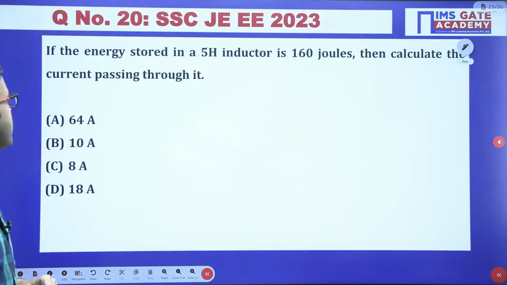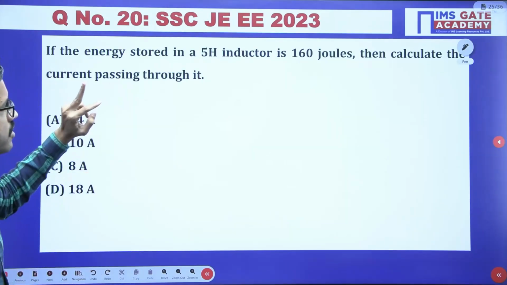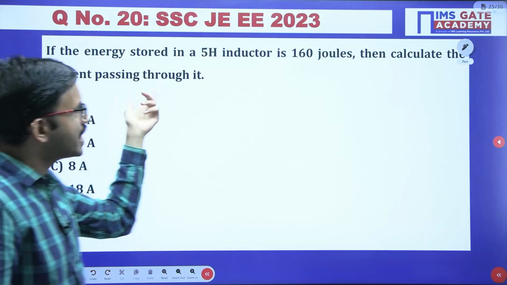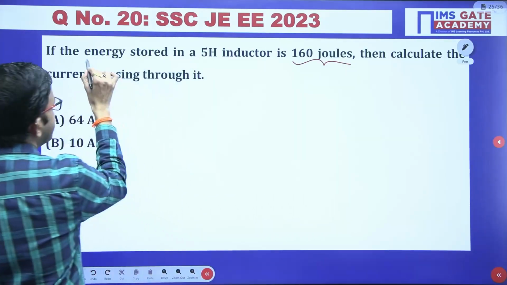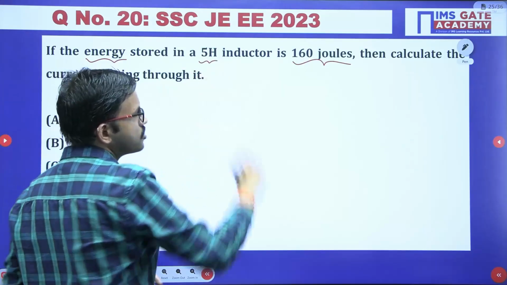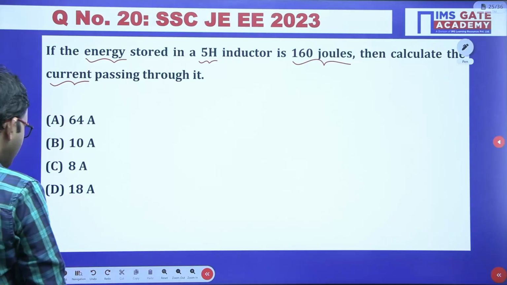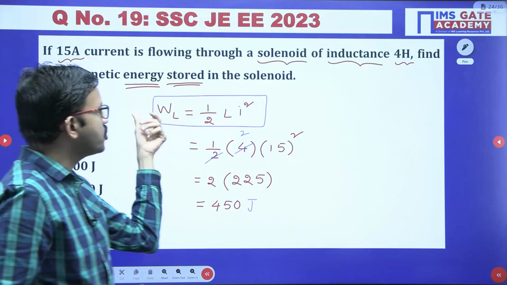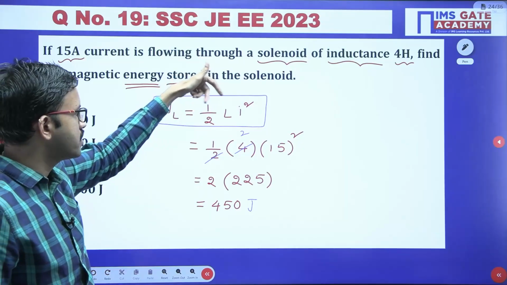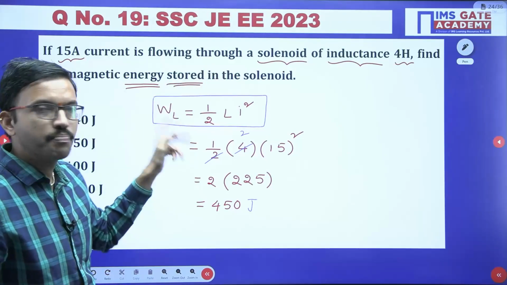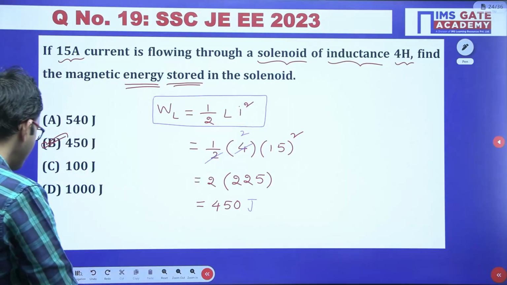Next question, a similar question. But in this question they have given the energy. In the earlier question we had to calculate the energy, but in this question the energy is already given: 160 joules, and the inductor value is also given. Now we have to calculate the current. When you have a formula like this, you have 3 quantities. Earlier they gave 2 quantities, L and I, and asked for the energy. But in this question, energy and inductor are given, and they are asking for the current. Same formula you can use.